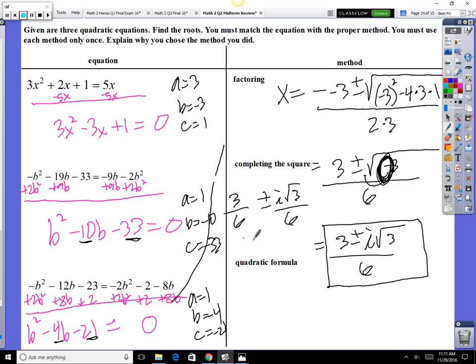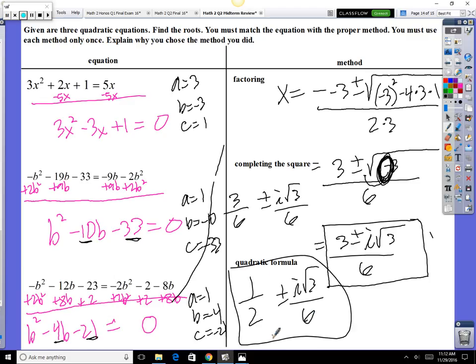And this will clean up. That will give you 1/2, but this does not clean up. So you either leave it right there as it is, or you can clean it up to be 1/2 plus or minus an imaginary square root of 3 divided by 6. Either one of these two is fine. And that is it.